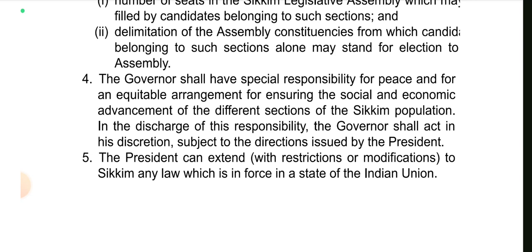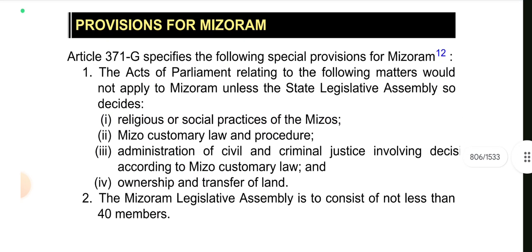The governor shall have special responsibility for peace and for an equitable arrangement for ensuring the social and economic advancement of the different sections of the Sikkim population. In the discharge of this responsibility, the governor shall act in his discretion, subject to the directions issued by the President. The President can extend with restrictions or modifications to Sikkim any law which is in force in a state of the Indian Union. Provisions for Mizoram.